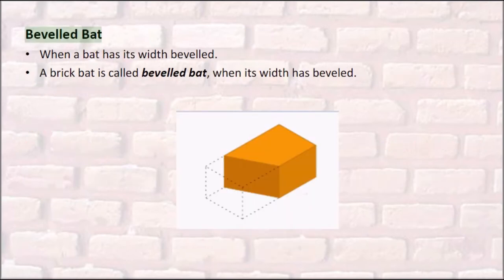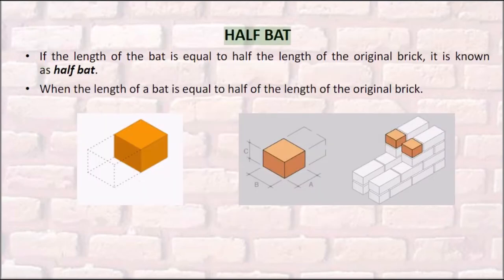Beveled bat. When a bat has its width beveled, it is called a beveled bat. Half bat. If the length of the bat is equal to half the length of the original brick, it is known as a half bat.